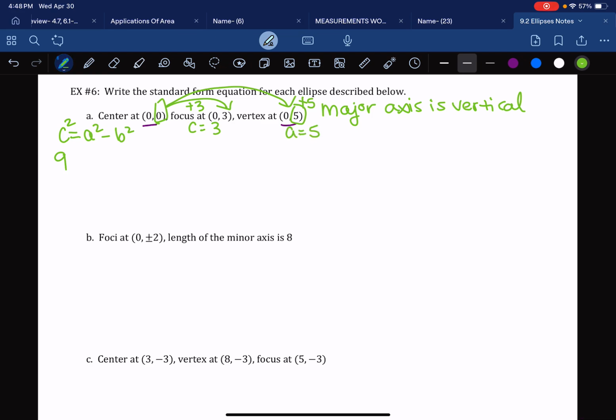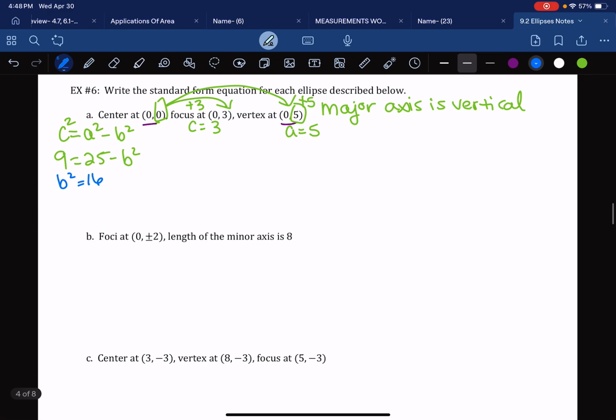Cool. So I've got A squared, which is 25. And we can use that to solve. Move things around, divide by -1, and you get B squared is equal to 16. We don't have to simplify it more than that because that's what we need for our equation. We have x squared over B squared, which is 16, plus y squared over 25 is equal to 1.